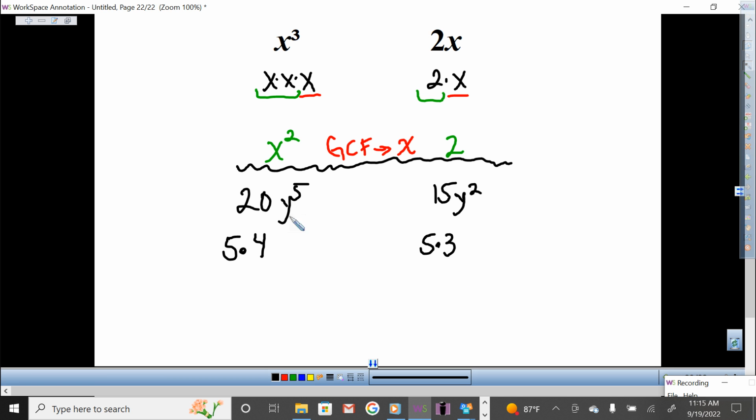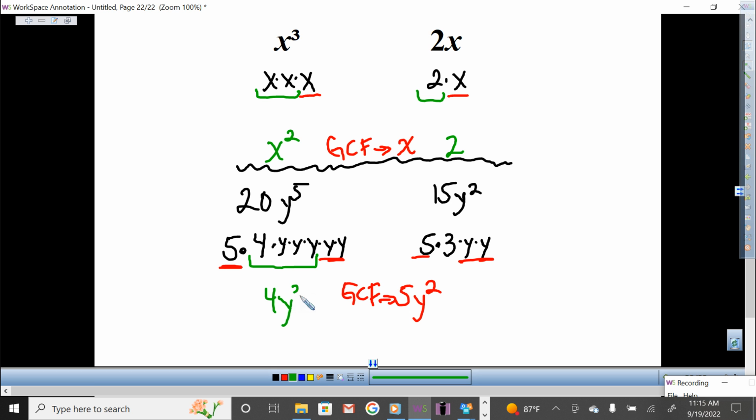All right, let's break apart the y to the 5th. This is y times y times y times y times y. And this one is y times y. Now that we have it in factored form like this, what is the same here and here? What do they have in common? A 5 and how many y's? 2. A 5 and 2 y's. So that means that my GCF is 5y to the second. What's left on the first monomial? 4y to the third power. How about over here? Just the 3.